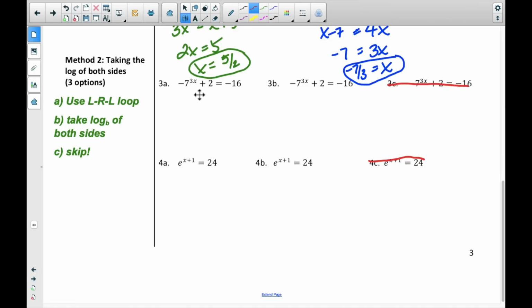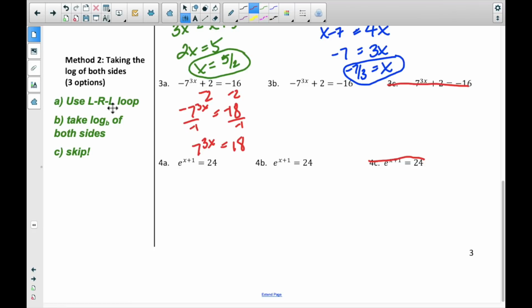When I solve an exponential or a log, I need to isolate it. So I have this plus 2. I need to get rid of that 2. In addition, I'm about to take a log, and logs and negatives don't really go together very well. So in addition to doing that, I'm going to divide by -1 on both sides.